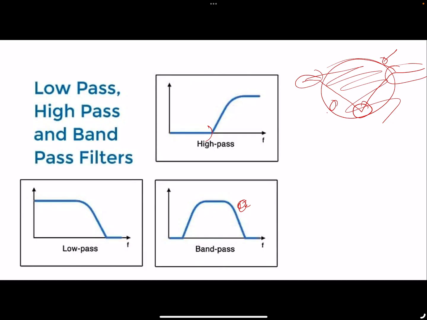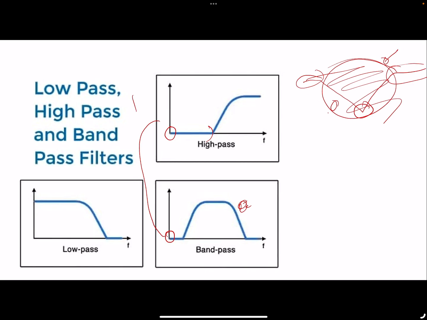So for a high pass and band pass, H of j0 equals 0, and for a low pass and band pass, H of j infinity equals 0. What distinguishes the low pass and high pass is that for a low pass, H of j0 is not 0, and for a high pass, H of j infinity is not 0.